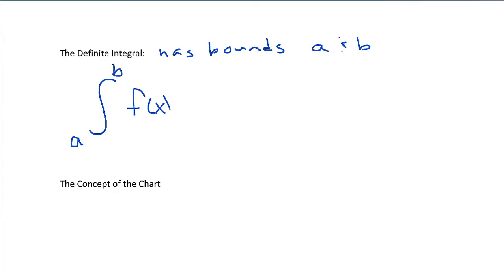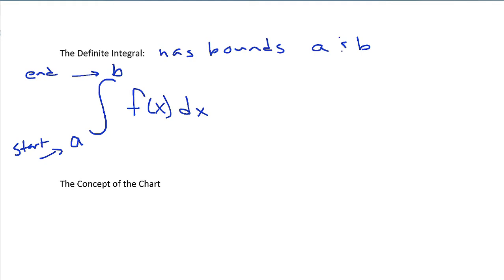Idea, this definite integral. And definite integral, all it means is it has what we call bounds, a and b. So it has a beginning and an ending point. Remember, when we think about this integral from a to b of some function f, we're talking about a starting value, an ending value, and we're talking about adding up the space underneath.